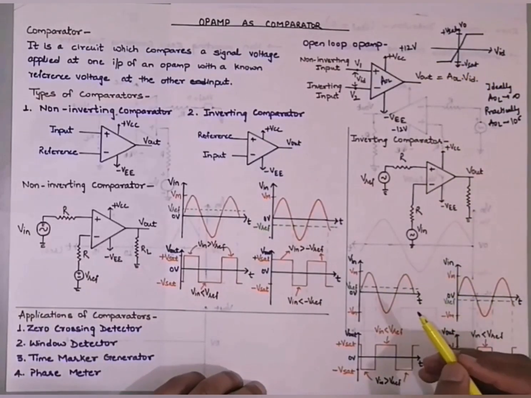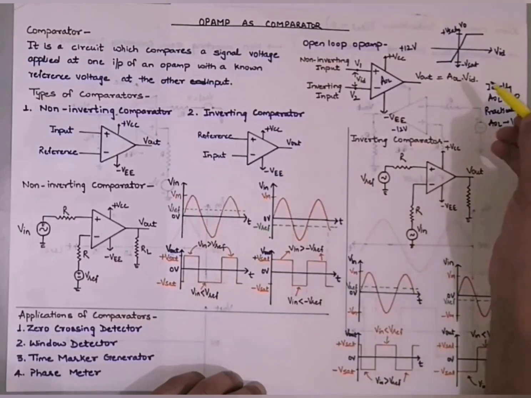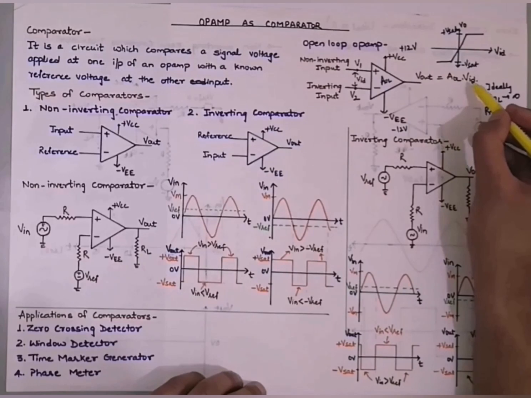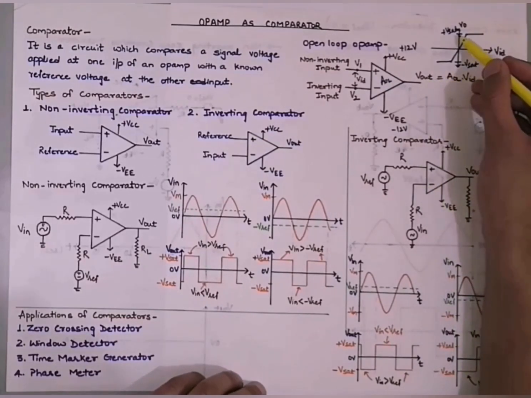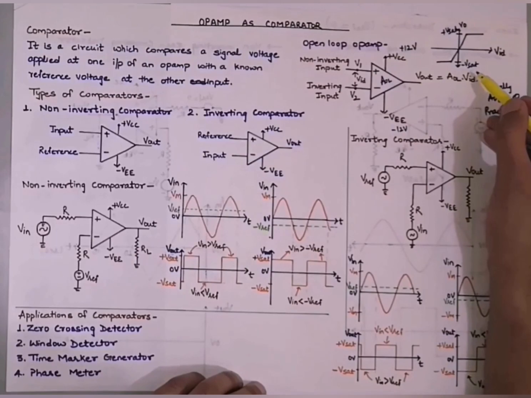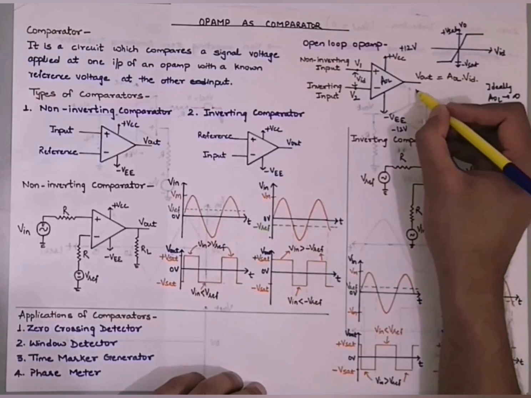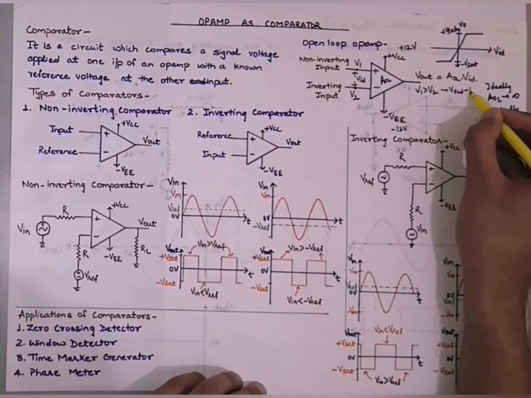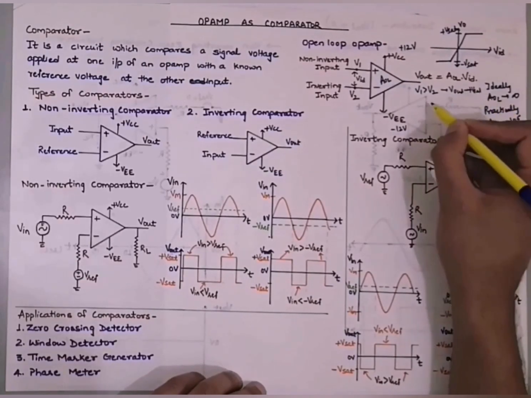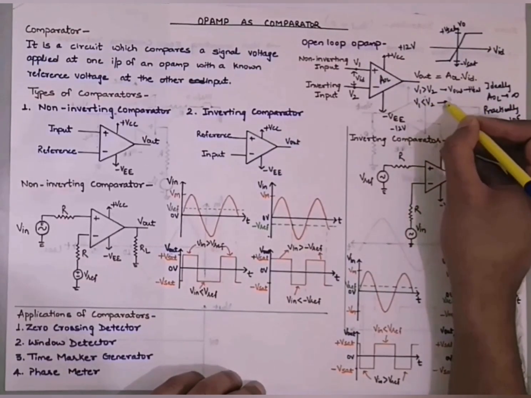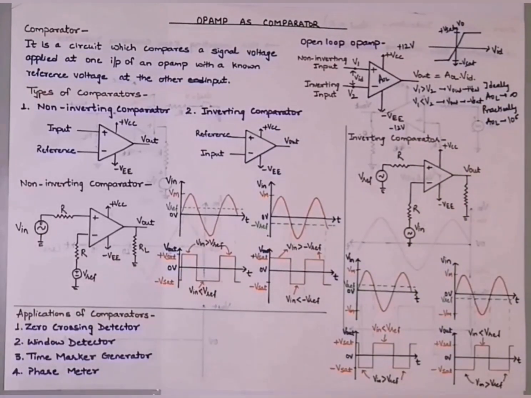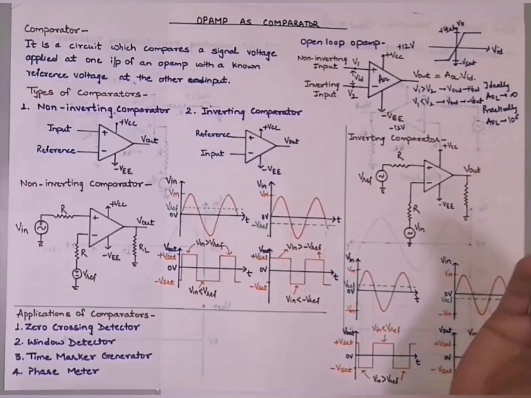Due to this reason, a very small difference of V1 and V2, or a very small value of VID, will take my V output either to plus V saturation or to minus V saturation depending upon the polarity of the VID. It means if V1 is greater than V2, then my output will be plus V saturation. And if V1 is less than V2, then my V output will be minus V saturation. Now, using this concept, we will discuss our comparators.